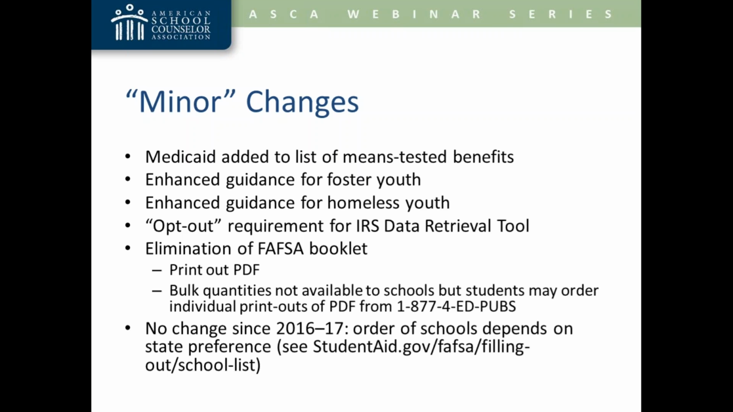Now, one thing that was going to change this year, but actually hasn't, is that the order in which a student lists colleges on his or her FAFSA may make a difference in eligibility for state financial aid. We've provided information on studentaid.gov about each state's preference as to the order the schools should be listed on the FAFSA. As an example, some states require that the student list a state school first on the list in order to be considered for state aid.